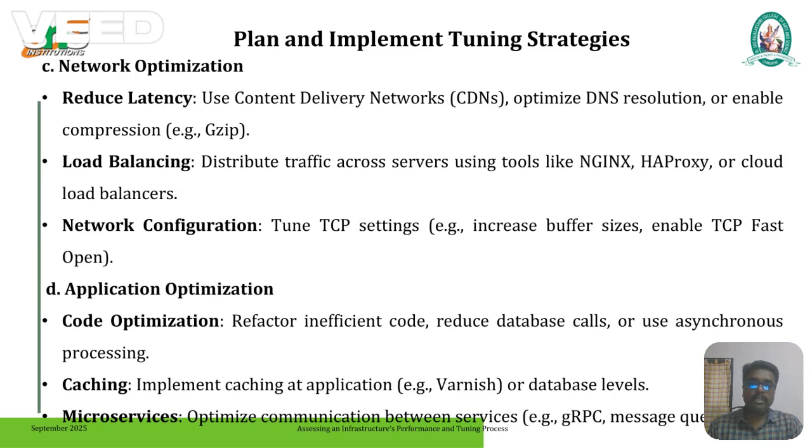For network optimization, we have to take care of latency. We have to reduce latency. Then the load balancing issues, and how our networks are being configured. When it comes to application optimization, we'll be doing code optimization. We'll be using caching so that our application runs faster, and we will be employing various microservices so that these microservices work along with each other, and the performance of our system goes higher.